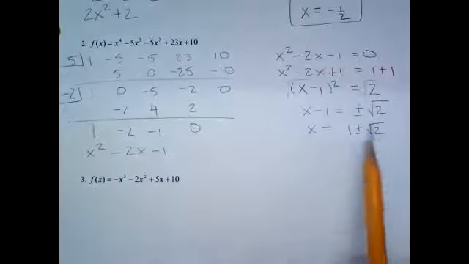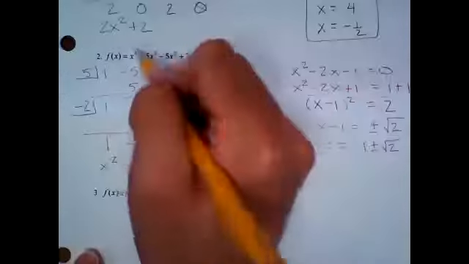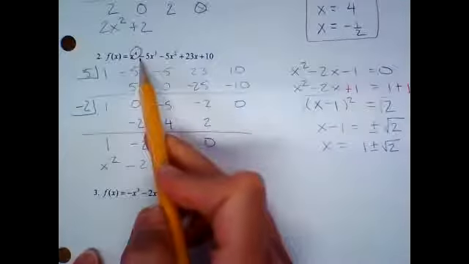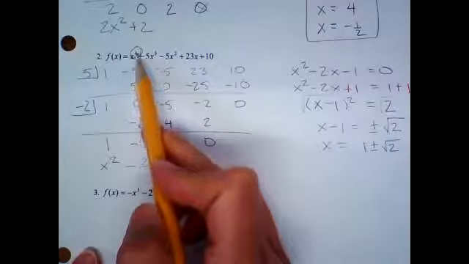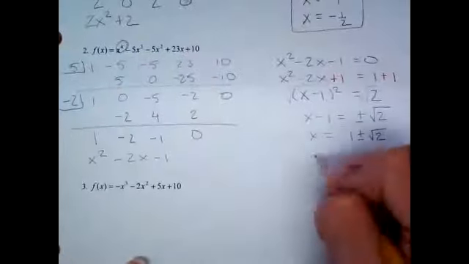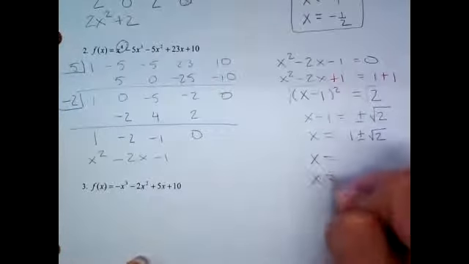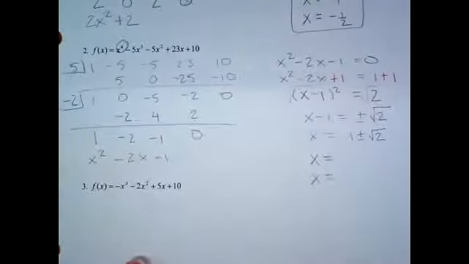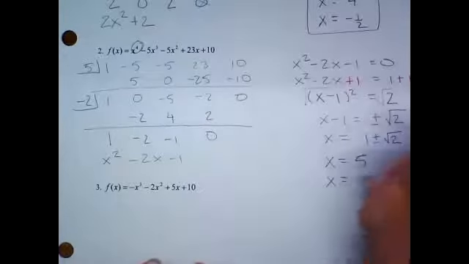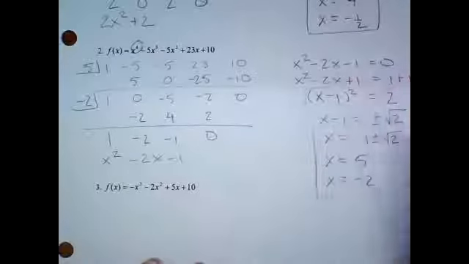How many answers is that? 2, but how many were we supposed to have total? 4. So what are the other 2? Because that's 2 of them. We should have 4 total. What are the others? Good, 5 and -2. So those are your 4 answers.